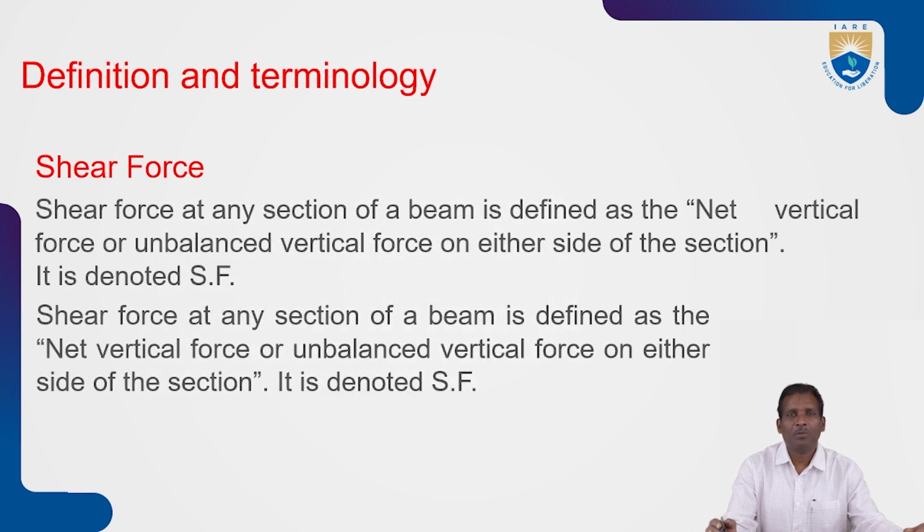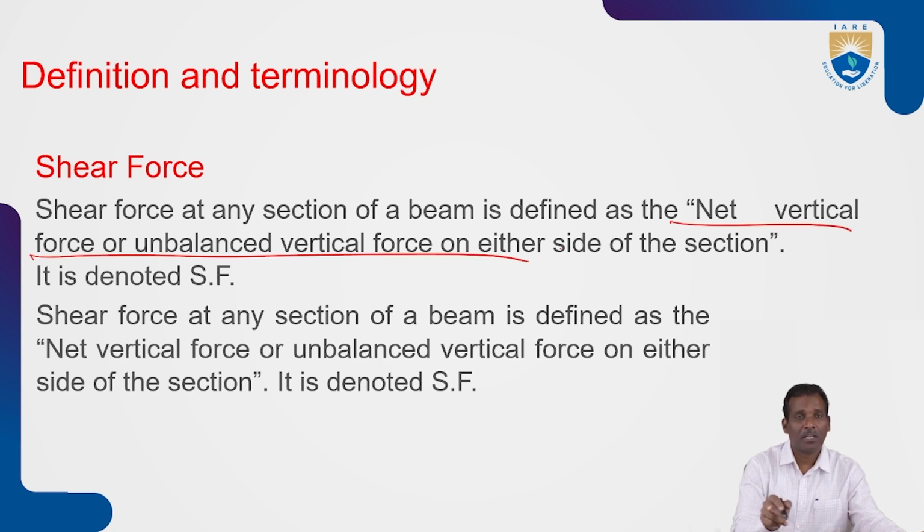Shear force at any section of a beam is defined as the net vertical force or unbalanced vertical force on either side of the section. It is denoted by SF, that is shear force. As I already told you in the above paragraph, the shear force at any section of a beam is the net vertical force or unbalanced vertical force on either side of the section.